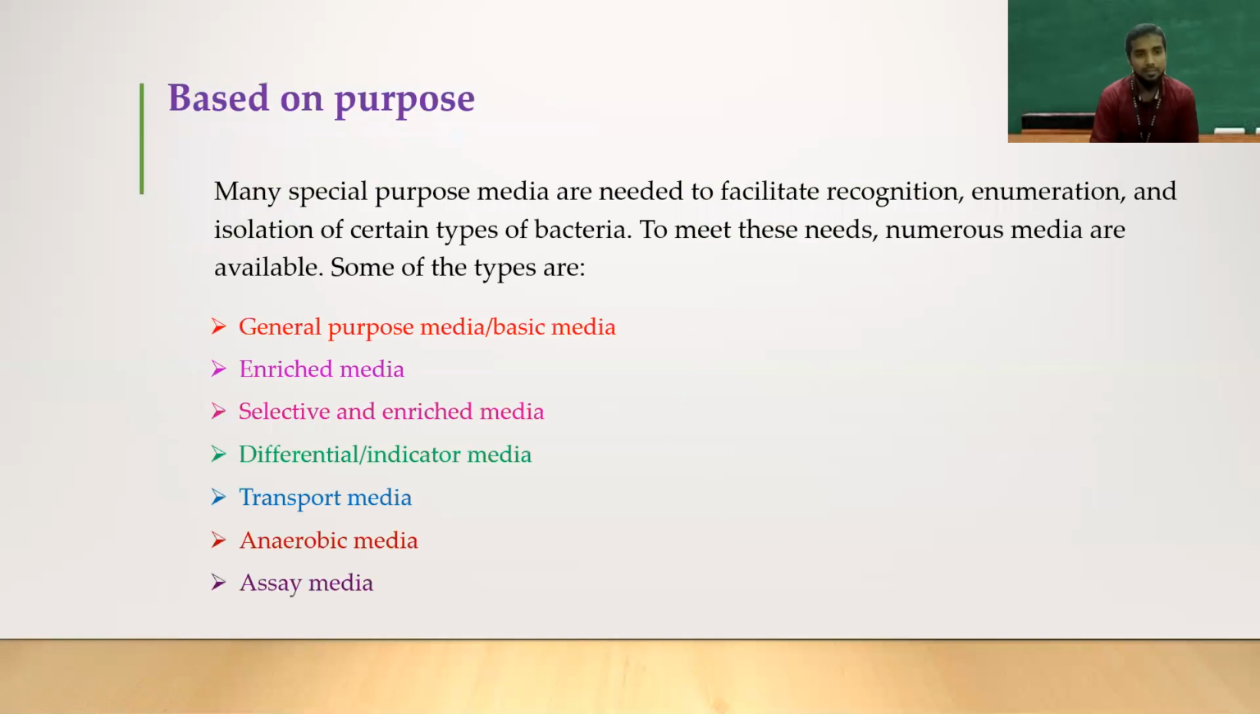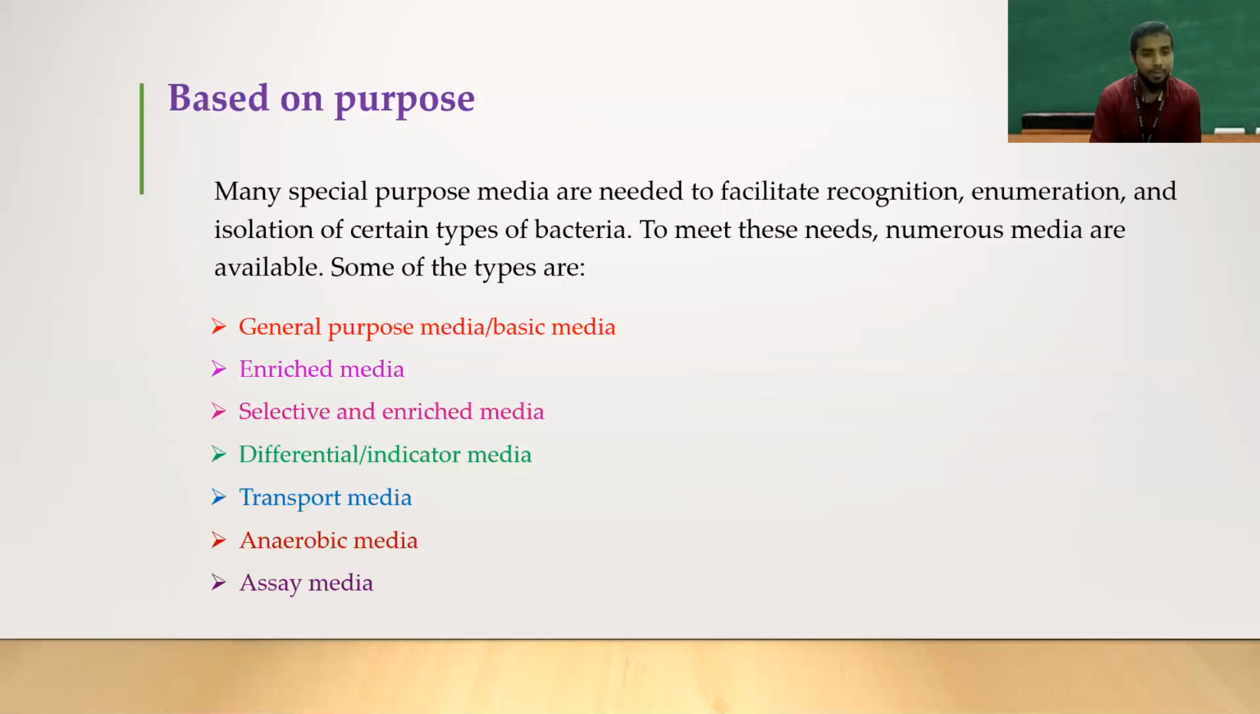Moving on to the next classification based on purpose. On what purpose? Is it aerobic bacteria that we are cultivating or anaerobic? Is it gram positive or gram negative? Based on that, that will be our purpose. What is the basic purpose, right? It could be some antibiotics that we are isolating, or we want to check the quality of antibiotic, right? We can also check the assay of antibiotic. At what concentration is it inhibiting the growth of bacteria?